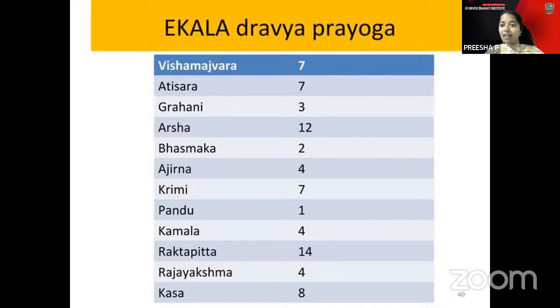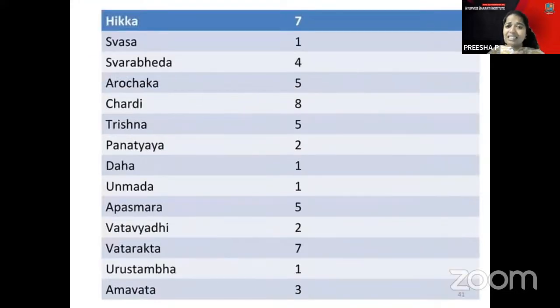Like what are the numbers which are important. So these numbers you just have to be familiar with. What are the numbers which are mentioned there. Like for the Vishamajwara, it is 7 in number, and Bhasmaka, it is 2 in number. That is the Ekakala Dravya Prayoga here. These are just the numbers.